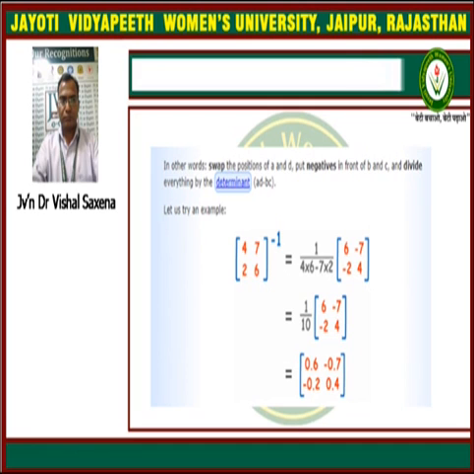In a similar way we can find the inverse of other matrices of order 3 into 3 and 4 into 4 and so on. What is the formula to find the inverse? Suppose the matrix A is there whose inverse is required. The formula of the inverse is 1 upon the determinant of A multiplied by the adjoint of the matrix A. The adjoint of the matrix is given by the transpose of the cofactor matrix of A.